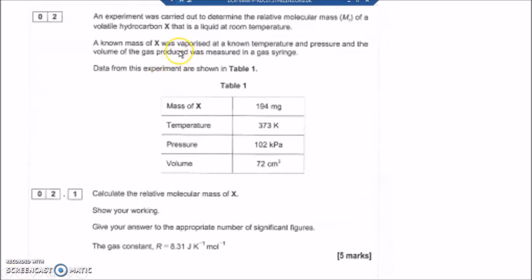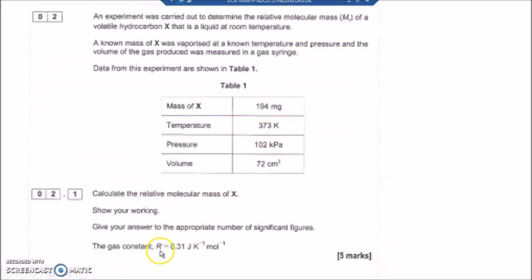Let's look at question number 2. So we've got a volatile hydrocarbon. Volatile means it's got a low boiling point. Hydrocarbon means it contains hydrogen and carbon only. And we seem to have been given the mass of it, the temperature of the system, of the room, the pressure and the volume. So it's pointing towards PV equals nRT, especially since we've been given R here as well.